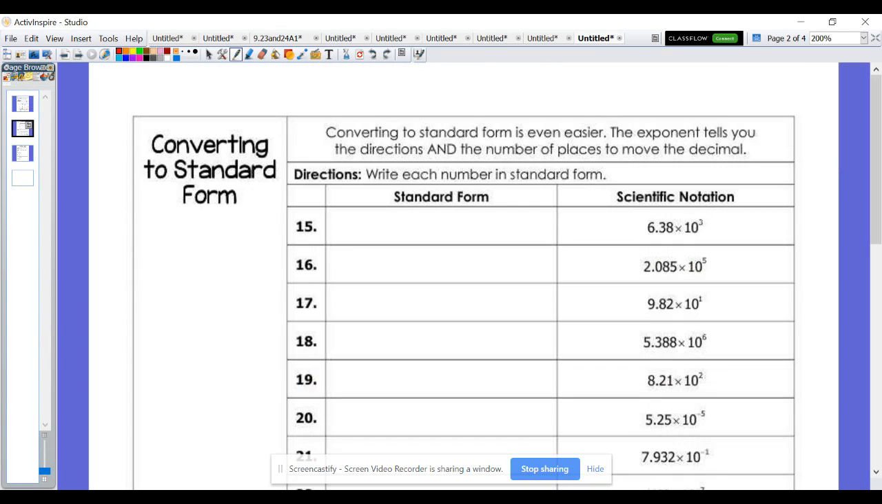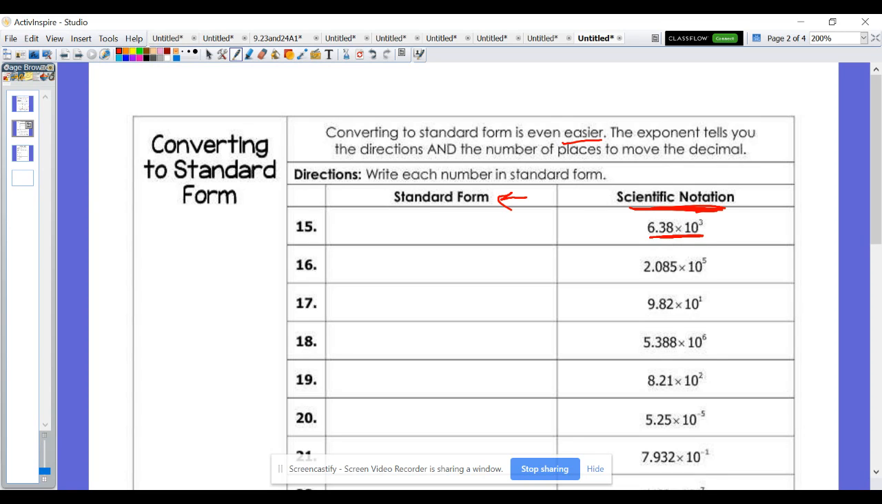Now let's turn to the next page, and now we're going to go the opposite way. I'm going to go from scientific notation into standard form. I'm not going to start with a normal number. So this is actually, like it says up here, this is probably a little bit easier than the other way of doing it.